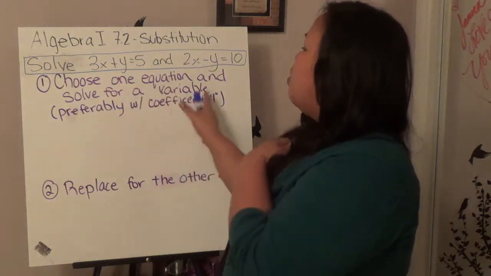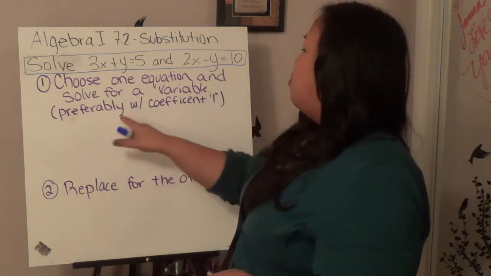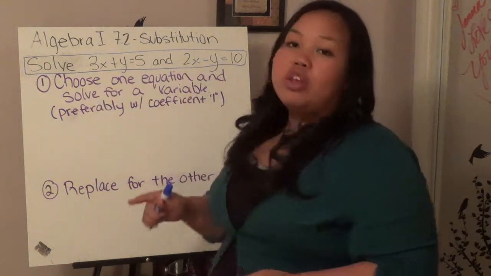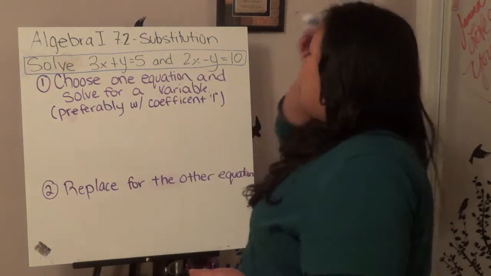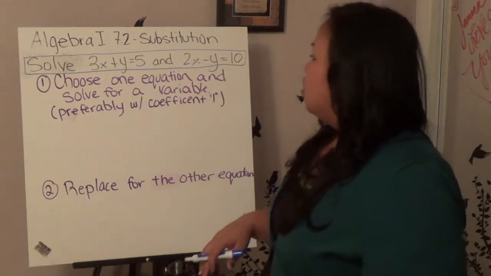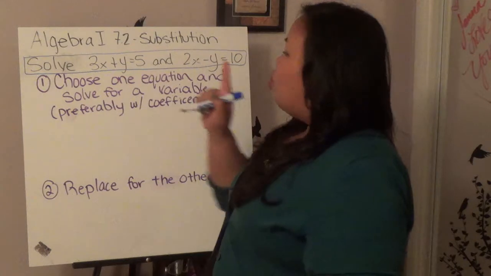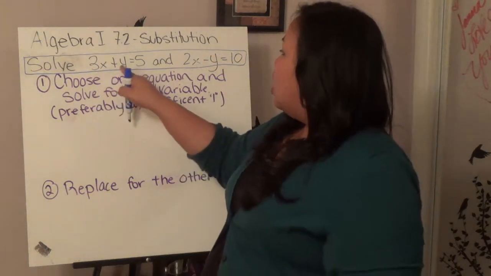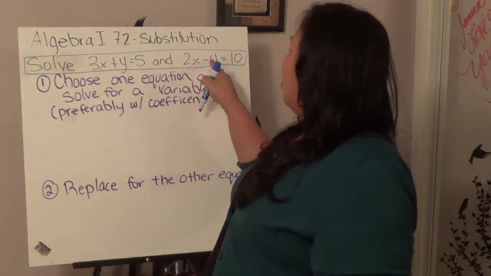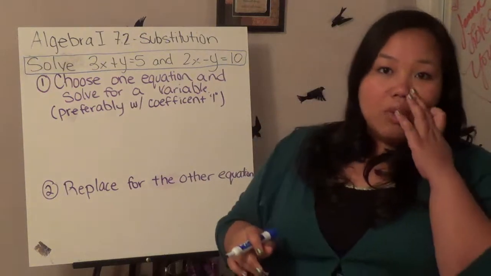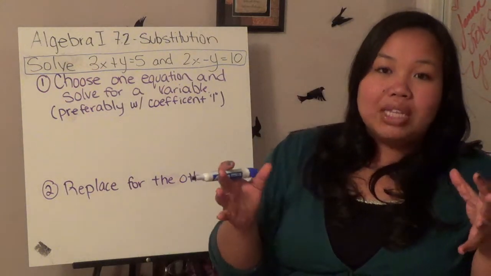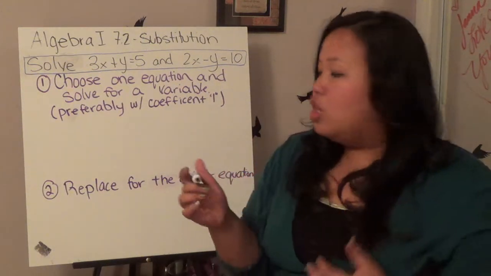You're going to choose an equation to solve for a variable, preferably with coefficient 1. What that means is I'm going to choose an equation that has a variable with a 1 in front of the coefficient. So in this case, this has a 1 also. And what I mean by coefficient 1 is when there's no number in front of the variable and it's already by itself, that's perfect. And I'll tell you why.